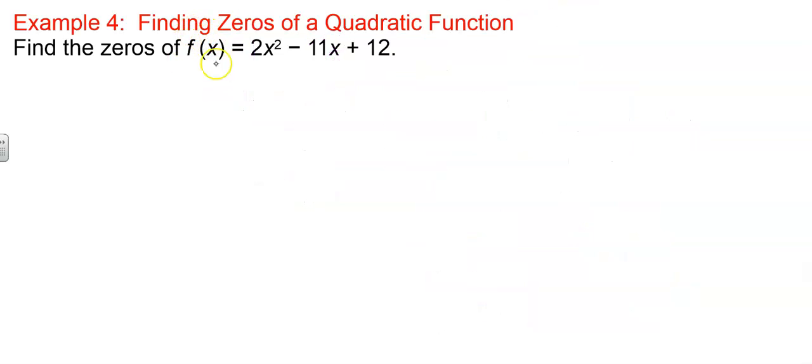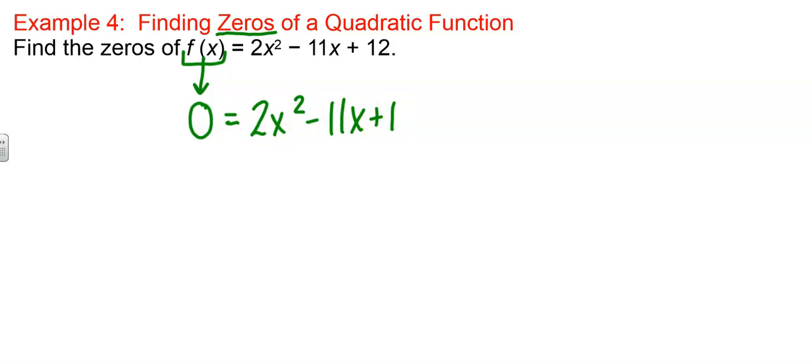We see this setup again. We see f of x. Now it says find the zeros. Same as before when we had roots. When we see f of x, that's what we are changing. We automatically can jump right into changing f of x or y into 0. So 0 equals 2x squared minus 11x plus 12.